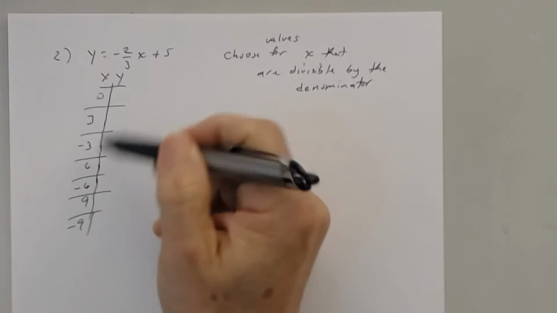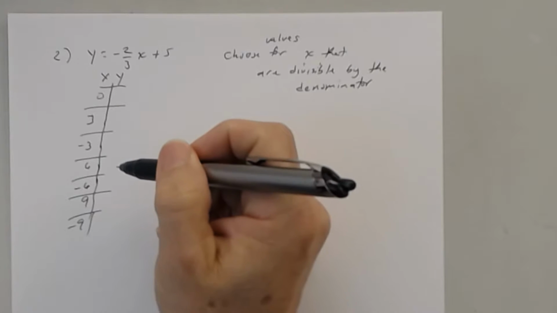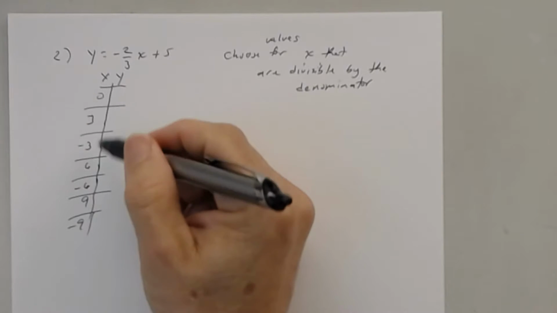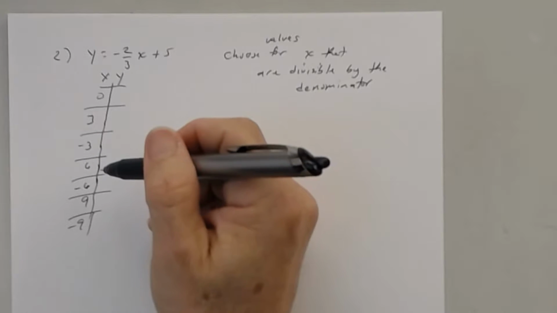But we don't need all these. We just need how many? 3. So I'm going to use the first 3 that we mentioned. I may do 6 as well, just to remind you how to multiply fractions.